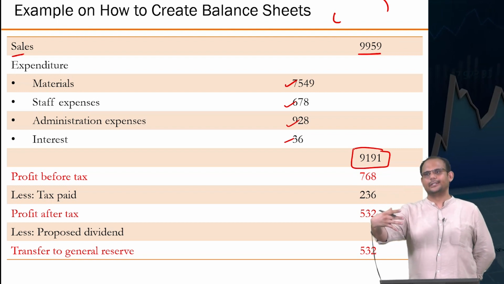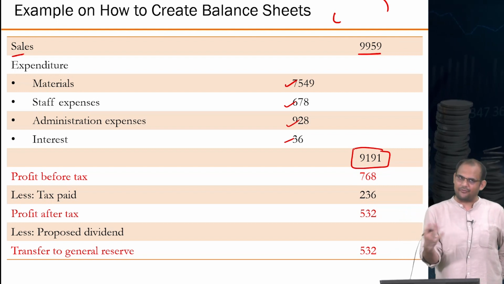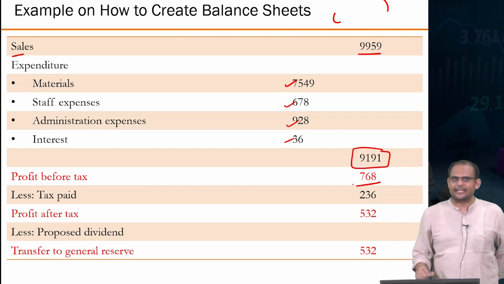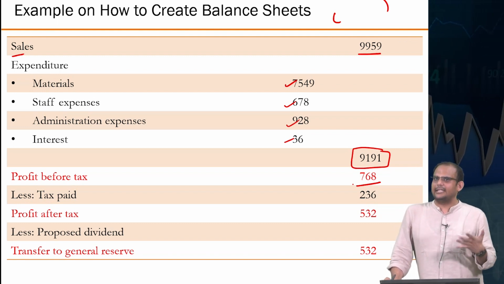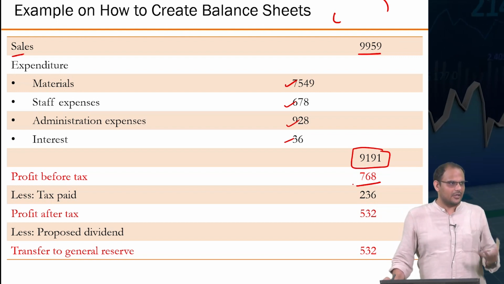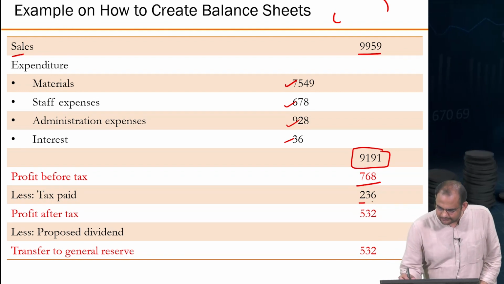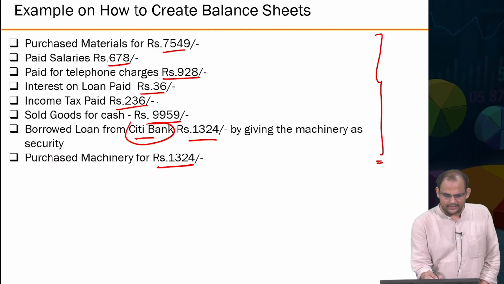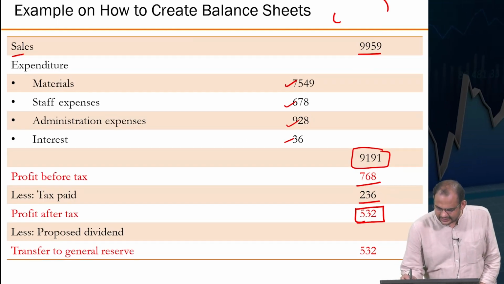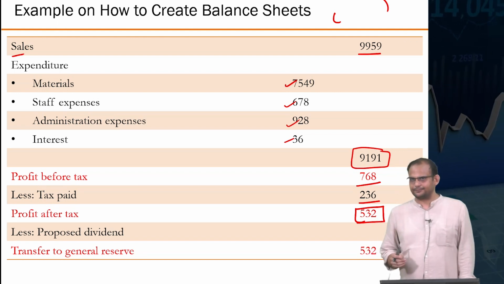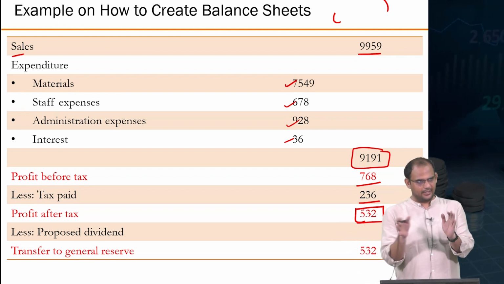So you know your total sales, you know your total cost, so you know your profits. So profit before tax is 768 rupees. Tax applies only on your profit. In case you are incurring losses, you are not eligible to pay corporate taxes. That's the part. So then, let's say, suppose you paid 236 rupees in income tax, that's also given to you. So the profit after tax is 532 rupees. So this is the summary of a P&L statement for this duration. Whatever you did, this is a summary.